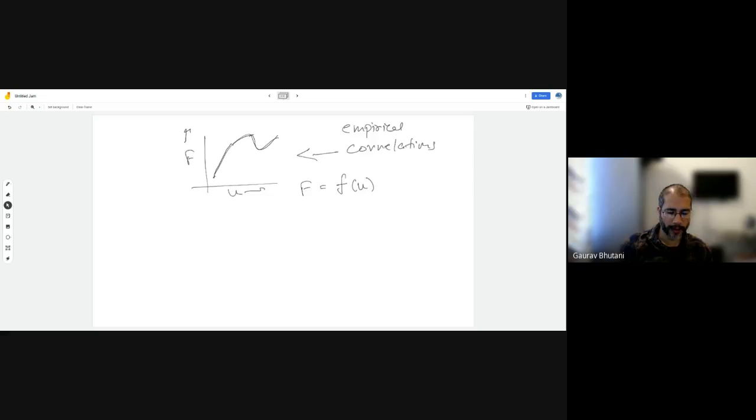So this is what experimentalists will do, and they'll give you lots of handbooks with lots of curves like this. And then when you start designing things by yourself, you would go to these curves and try to find out the right kind of force for a given velocity for making your calculations. Okay.